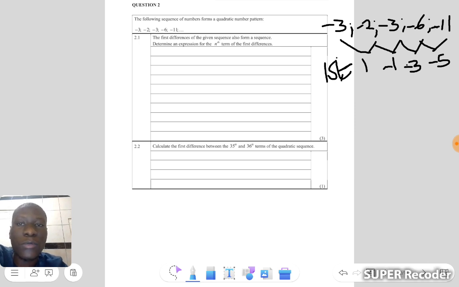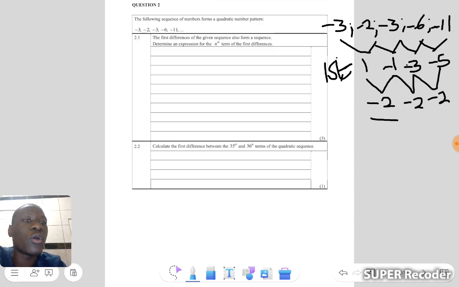So the question says determine an expression for the nth term of the first difference, which means we have to go further and find the second difference. -1 minus 1 gives us -2. -3 minus -1 gives us -2. -5 minus -3 gives us -2 also. As you can see here on the right side, it is constant because all the second differences equal -2. That means the second difference is constant, just like what we defined at the start of this lesson, what a quadratic number pattern is.